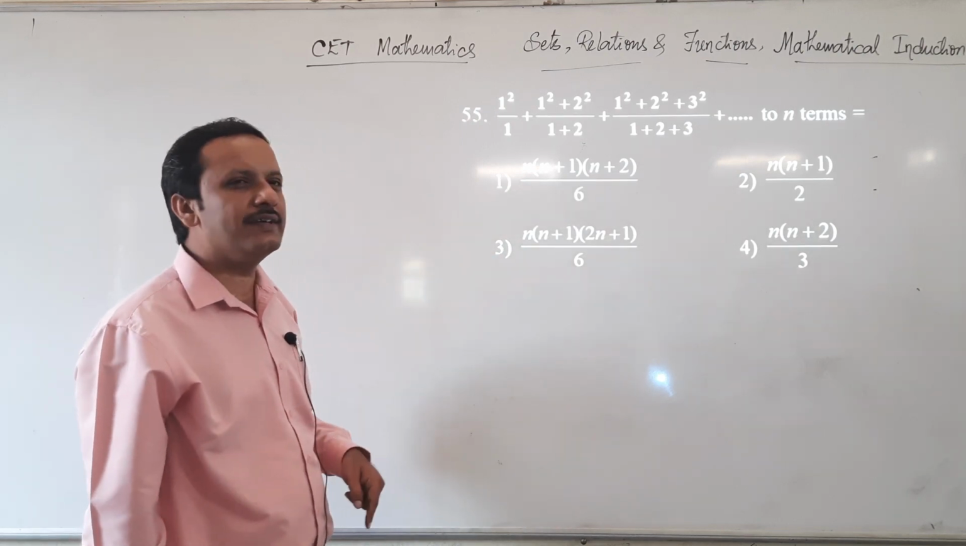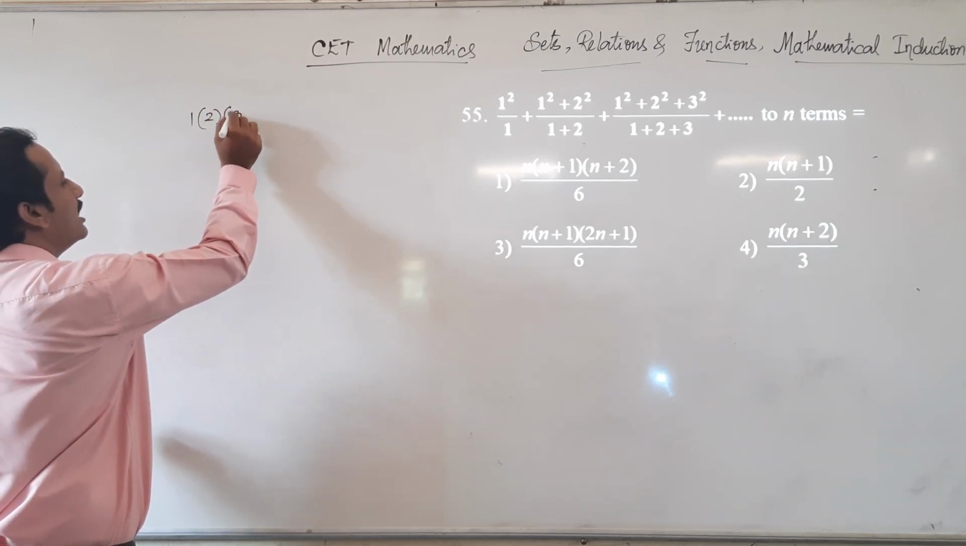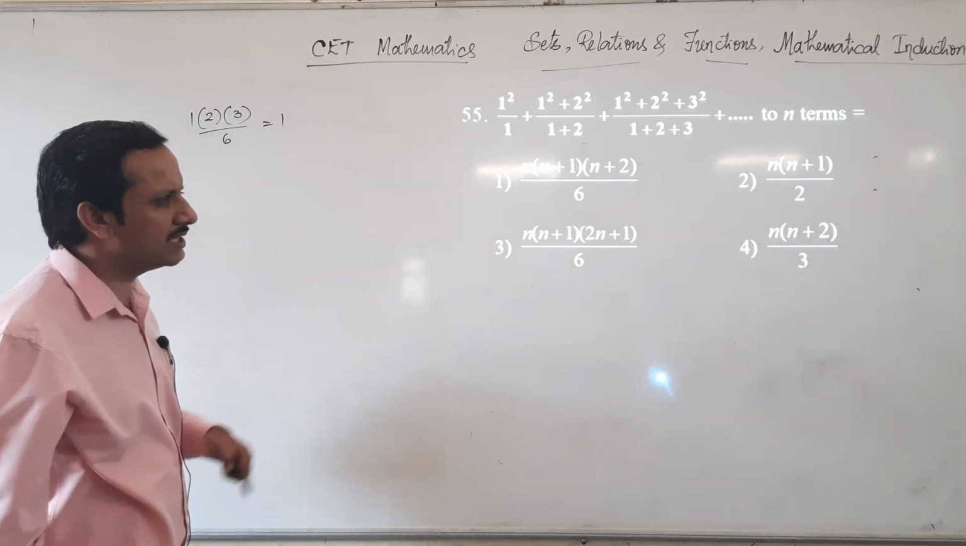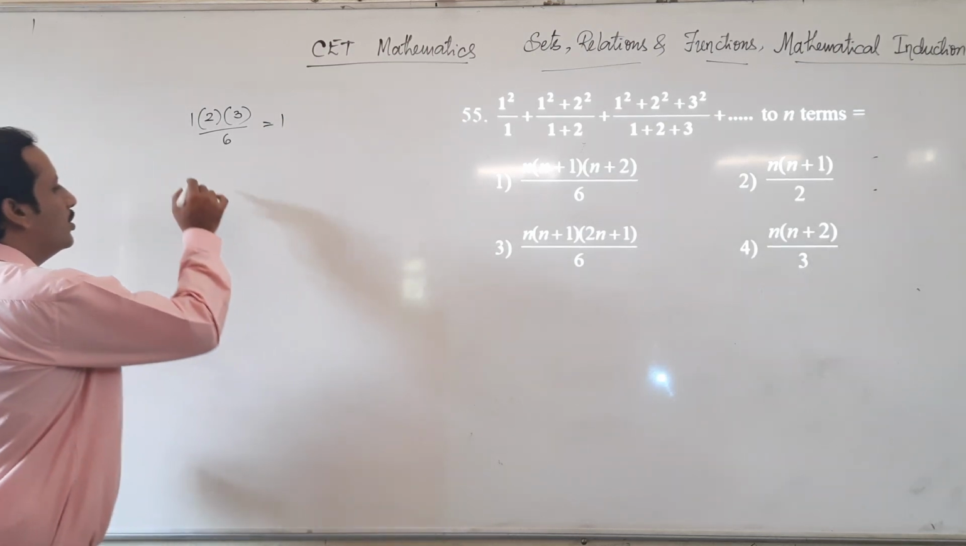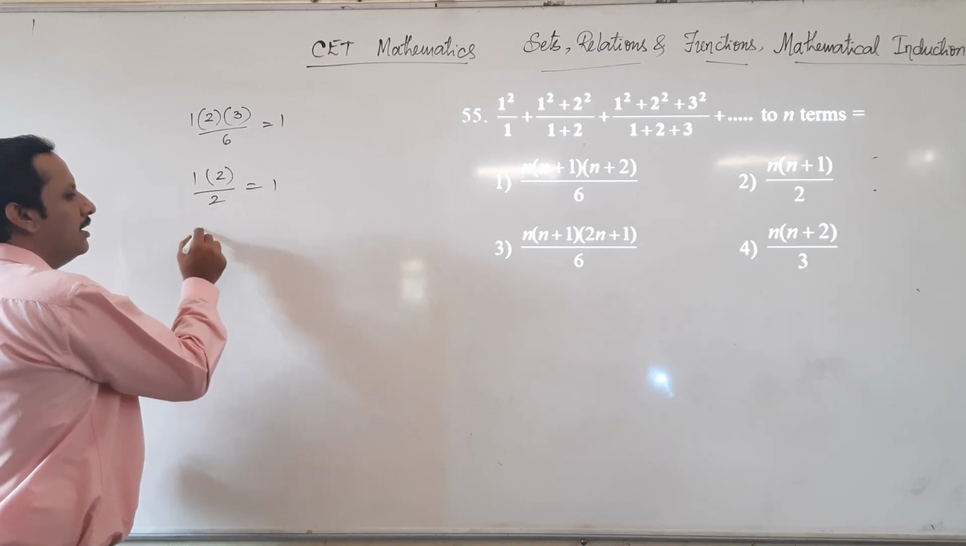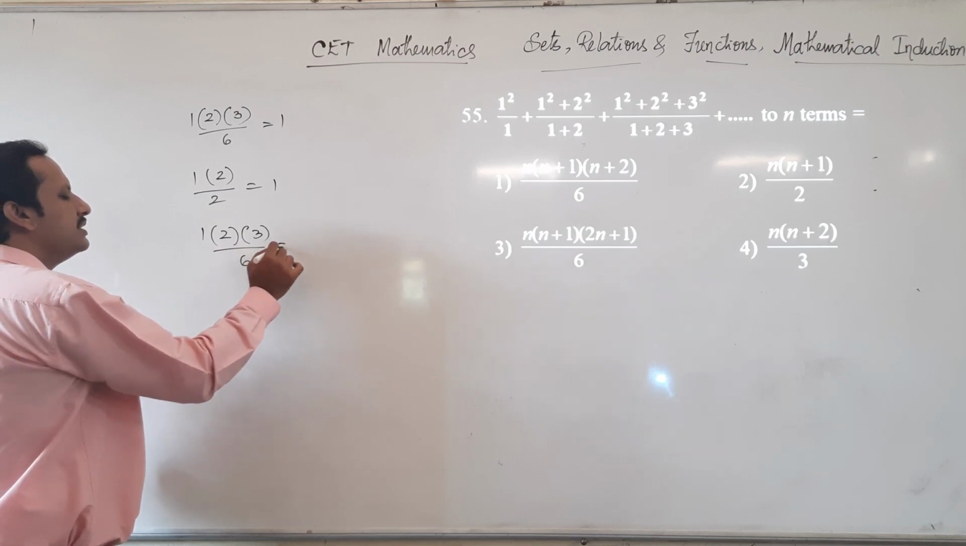If I substitute in the first option, it is going to give you 1 into 2 into 3 by 6, 6 by 6, that is 1. So first option could be the answer. Now the second option, if I substitute, I am going to get 1 into 1 plus 1, 2 by 2, that is also 1. Third option, if I substitute, 1 into 2 into 3 by 6, which is also equal to 1.